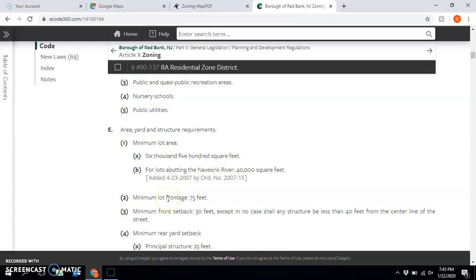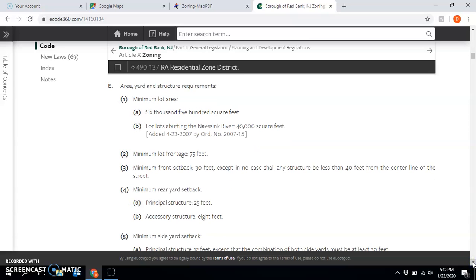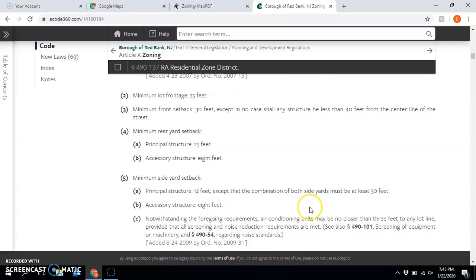Your lot frontage, meaning how many linear feet of your property front the street, the front yard setback, and then you just have to read them. Sometimes it takes a little bit of interpreting to be able to figure out exactly what it means. Like, for example, the side yard setback. So it's 12 feet minimum.